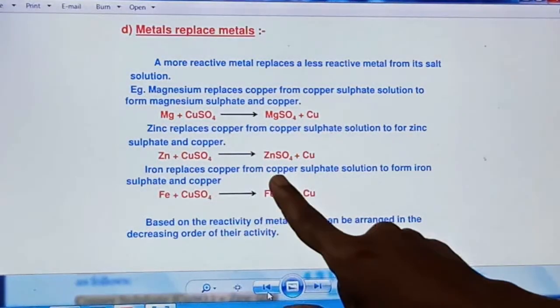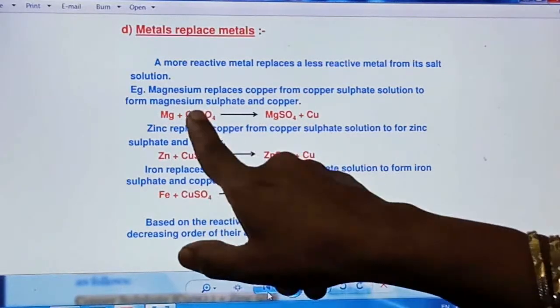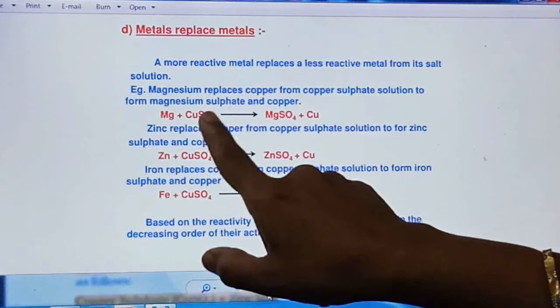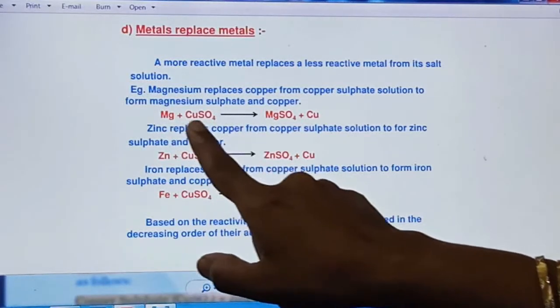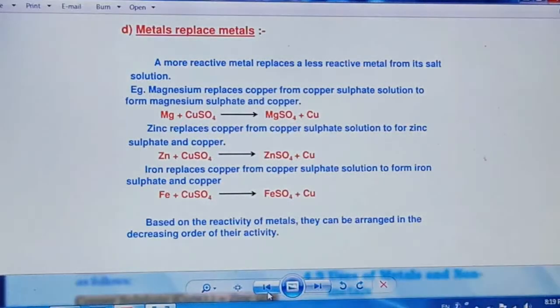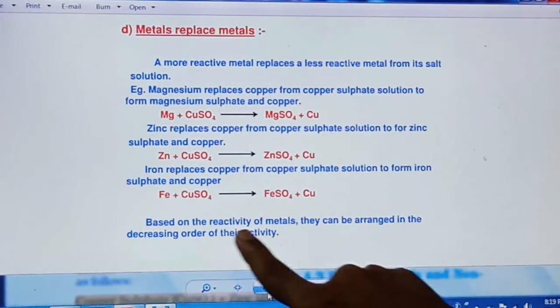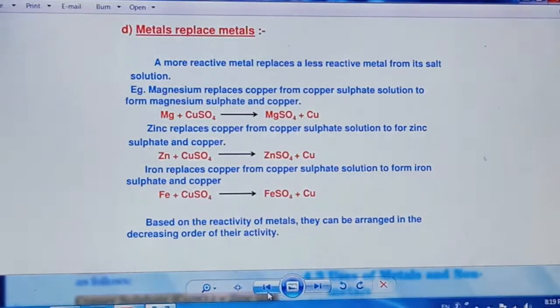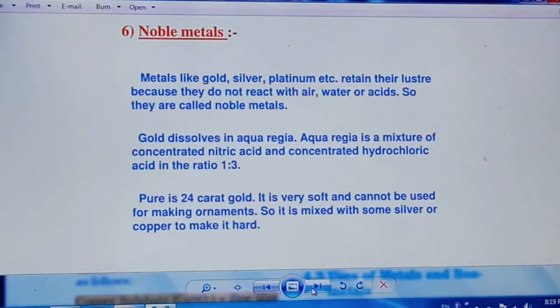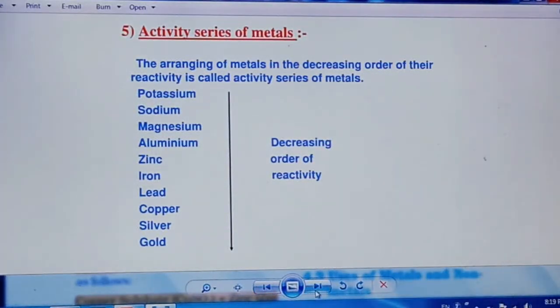Iron replaces copper from the copper sulfate solution. So this we have seen, right? This one is new. This you can add in your notes. Magnesium replaces the copper in copper sulfate solution, right? So all of this is based on the reactivity of the metals, right? And add this reactivity series of the metals in your notes, right?